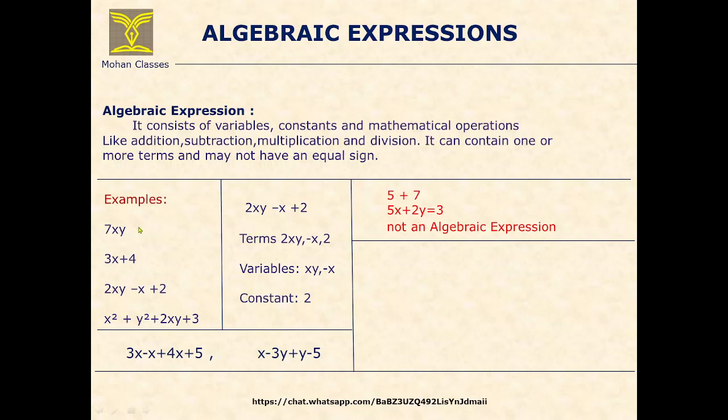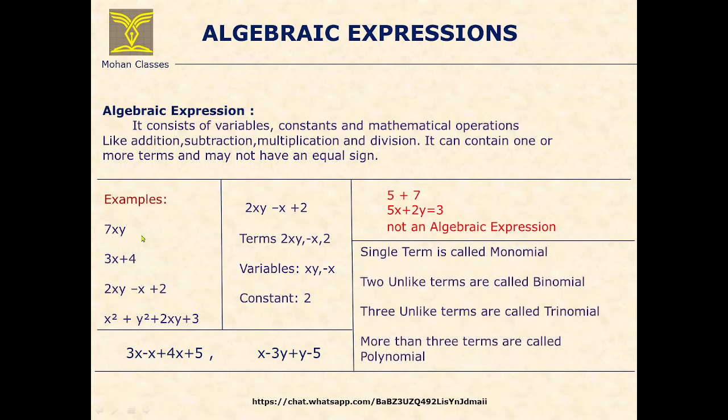Depending upon the number of terms, the algebraic expression has a name. Here 7xy has only one term, so we call it a monomial. 3x plus 4 has 2 terms, so it is called a binomial. 2xy minus x plus 2 is called a trinomial. In x square plus y square plus 2xy plus 3, there are 4 terms. If any algebraic expression has more than 3 terms, it is called a polynomial.